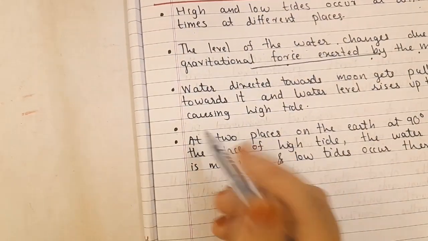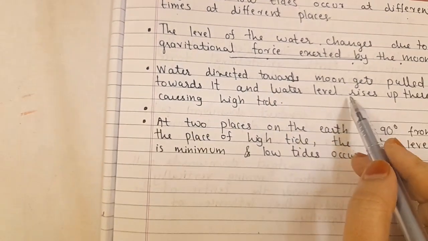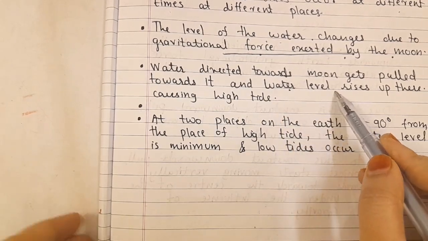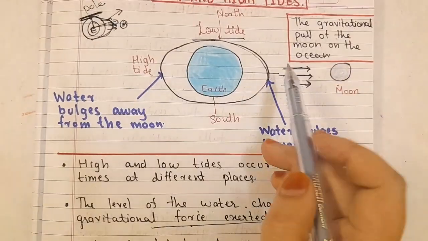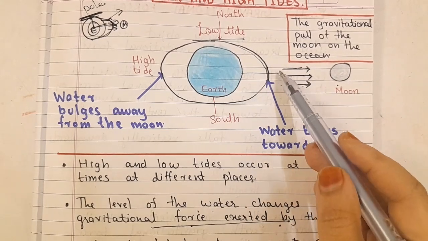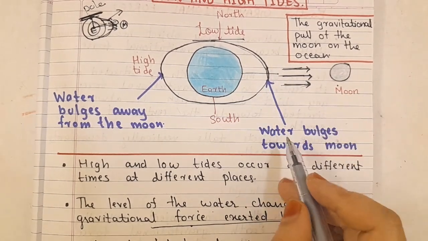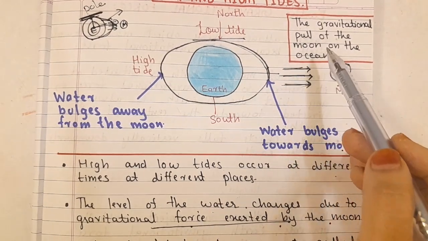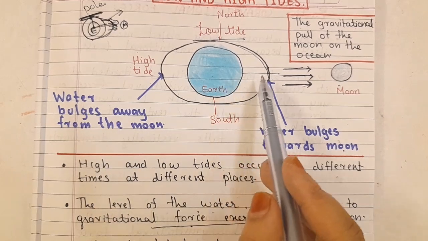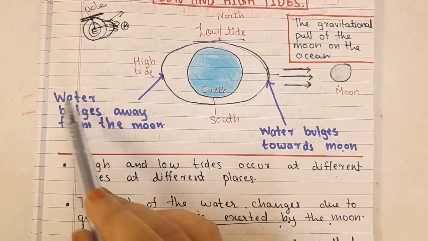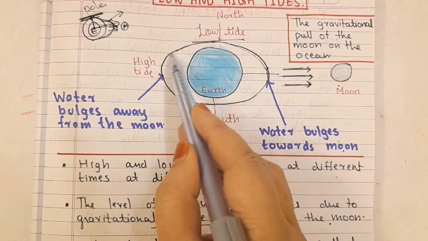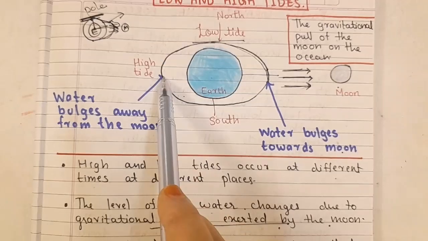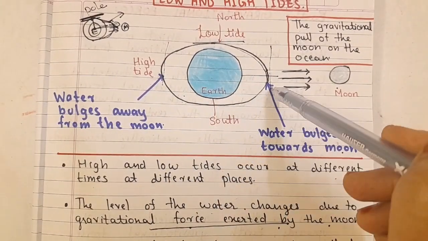The water directed towards the moon gets pulled towards it, and the water level rises up there, causing high tide. So at this surface where the water level rises or bulges out, high tide takes place. Water bulges towards the moon due to the gravitational pull of the moon on the ocean. And at the opposite direction of the moon, the water bulges away from the moon. So here also the water bulges, but away from the moon. At these two places, high tide takes place where the water level is high.